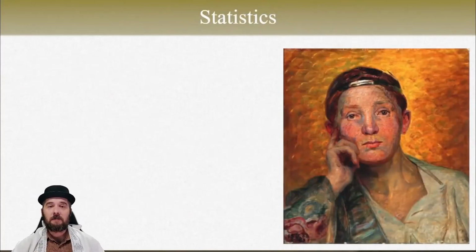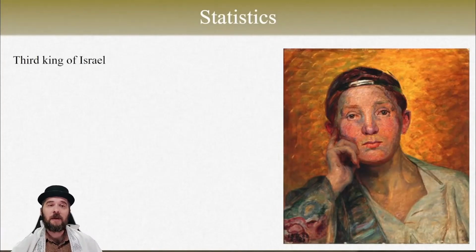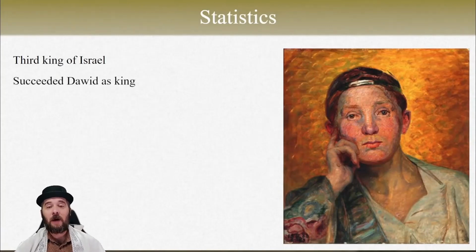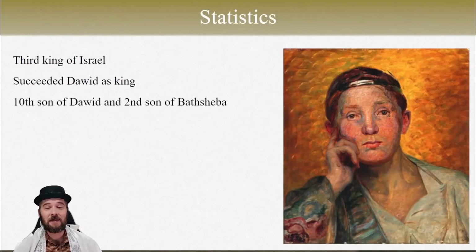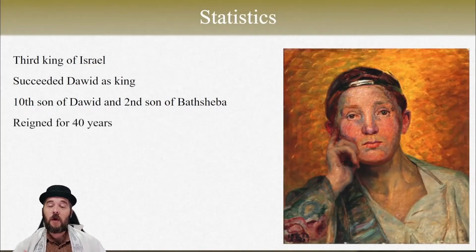Now, here are some highlights about King Shlomo before we really get into the meat of it. He was the third king of Israel, and he succeeded his father, the famous King David, as king of Israel. He was the 10th son of David and the second son of Bathsheba. Now, if you remember, the first child that Bathsheba and David had died because of their adulterous affair. King Shlomo was the second son born to David and Bathsheba. He ruled as king for 40 years.